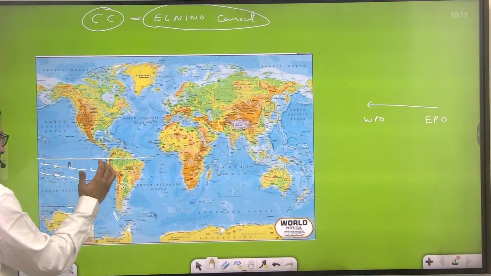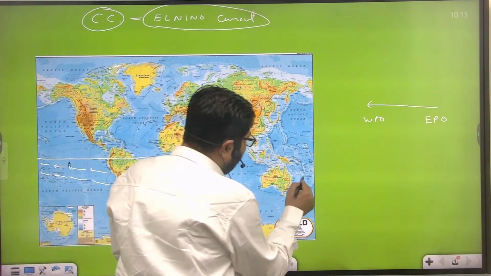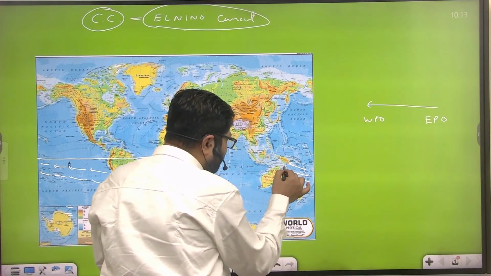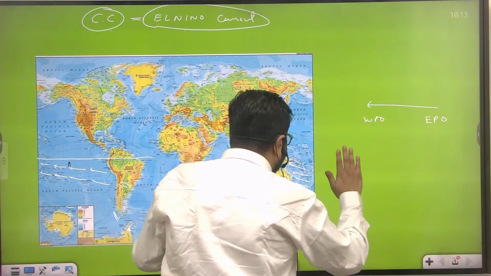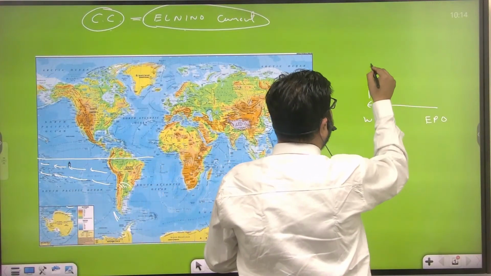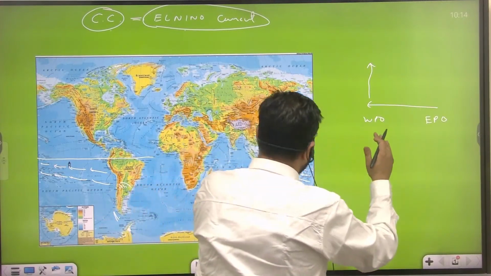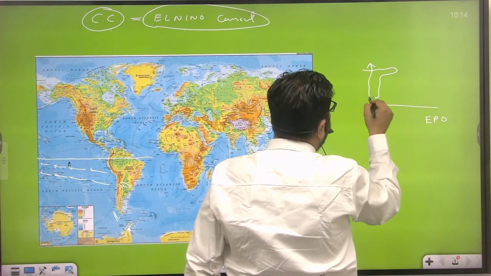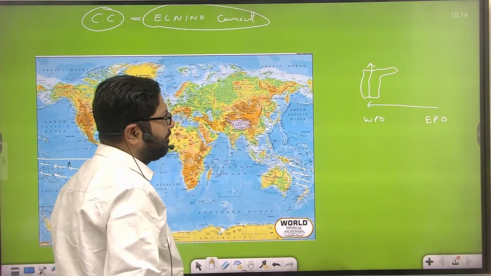These winds drag the warm surface water on the western side of the Pacific Ocean. When they reach western side of Pacific Ocean, they encounter this topography, Great Dividing Range and other topographies of Indonesia, and this warm moist air is forced to rise because of topographic obstruction. When this warm moist air rises, it causes heavy rainfall along the eastern coast of Australia, Indonesia and Papua New Guinea.